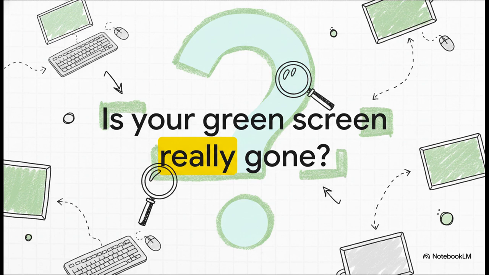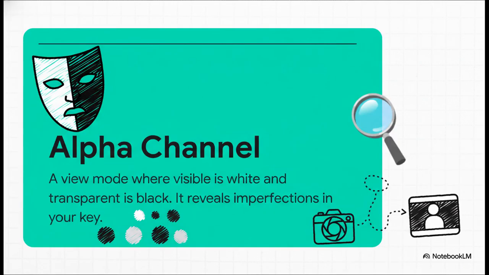I mean, it might look okay at first glance, but I'm telling you that one single click is almost never enough for a truly clean, professional-looking result. There are always hidden imperfections. So how do we spot them? Well, we use something called the alpha channel.